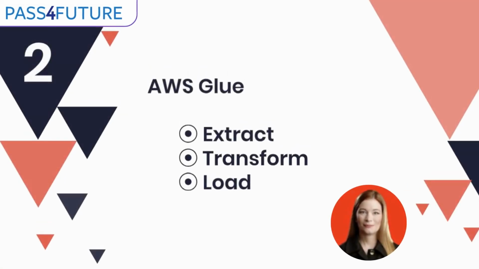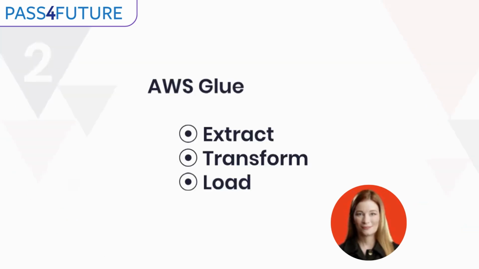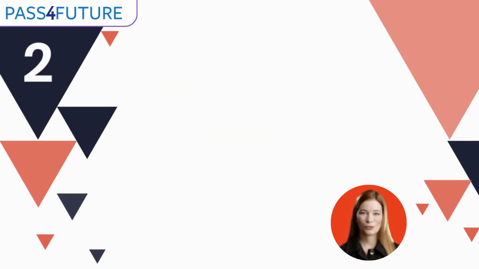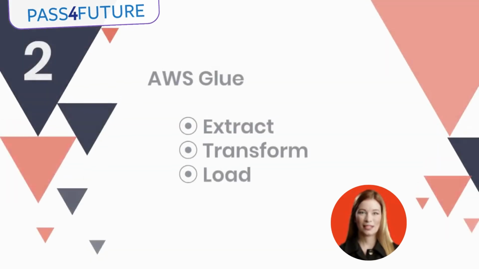Number 2. AWS Glue. Glue is a fully managed ETL, extract, transform, and load service that makes it simple and cost-effective to prepare and load your data for analytics. It automates the time-consuming steps of data preparation. It's particularly powerful when working with large datasets, making it an essential tool for data scientists handling big data.